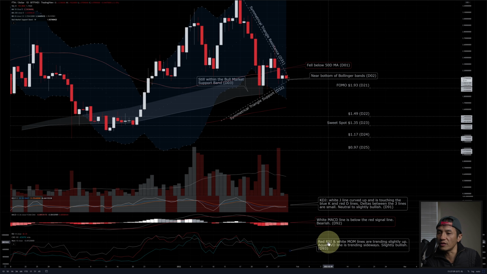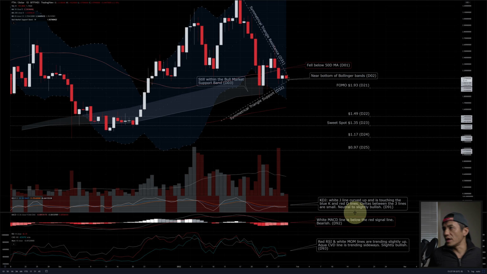Down below, we have the red RSI and the white momentum lines. They're trending slightly up, but it's not a big slope. Actually, RSI is currently slightly down now, but earlier when I was doing this, it was slightly up. The aqua line, which is the CVD line, is turning sideways. So if you look at this group together here, it's kind of neutral in my opinion.